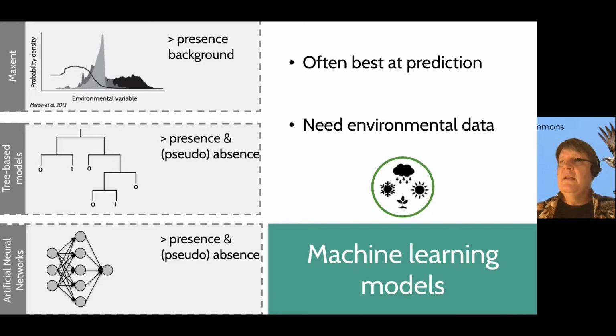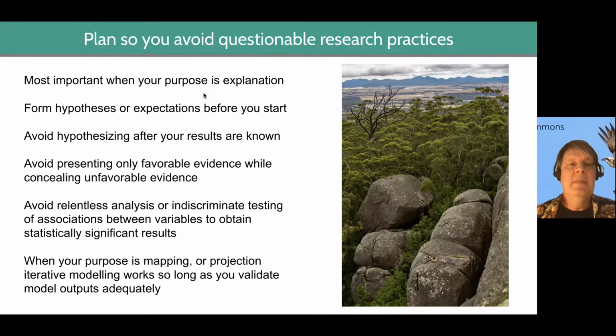But again, you need environmental data to make them work. And usually, except for with Maxent, you need a response variable. So again, coming back to this, you need to plan your question, and you need to be careful of the research practices that you're undertaking. It's most important if your purpose is to explain why this species is there. You need a hypothesis. You need to form those expectations of what you think you're going to find before you get started.